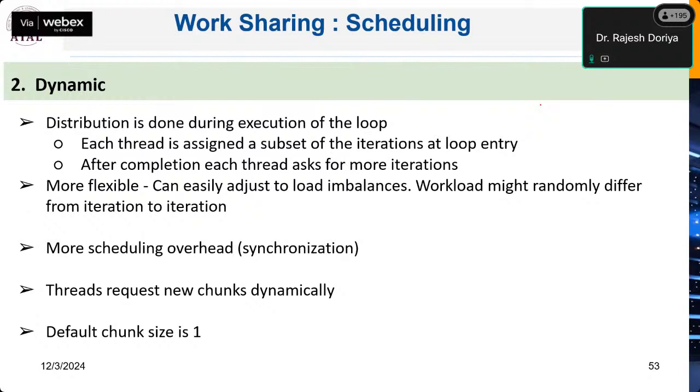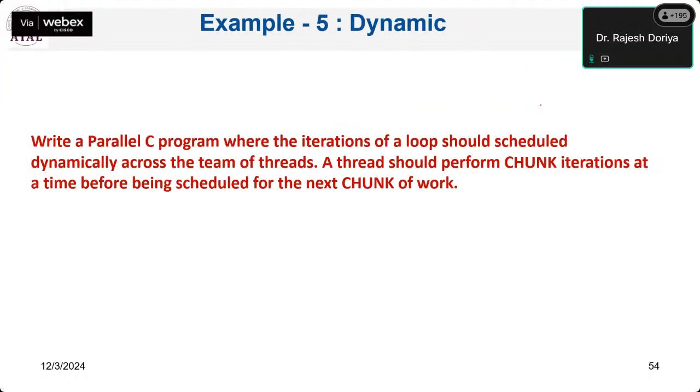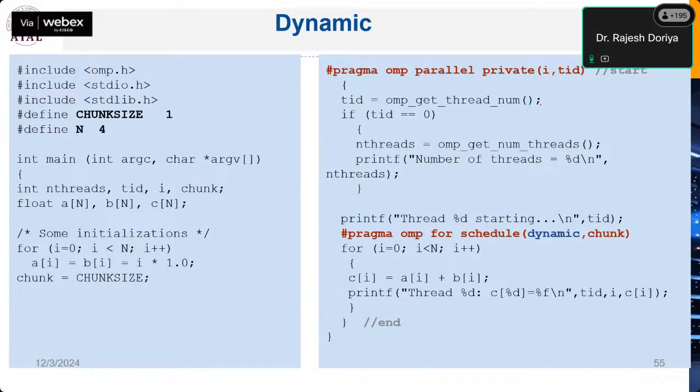Now we are going to see what is going to happen in dynamic scheduling. In this case, the number of iterations which are going to be executed by the threads are going to be assigned dynamically. Let us try to understand this again with the help of an example.